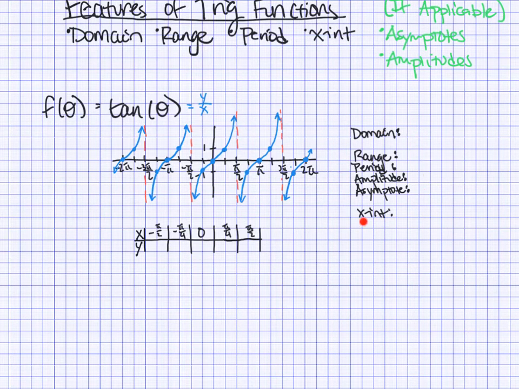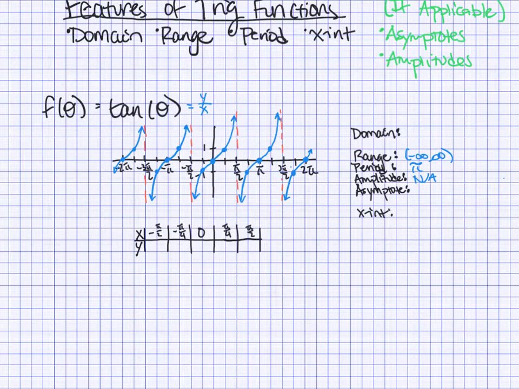So if we come back and take a look over here at our features, our period, we already mentioned, was pi. I've said previously that for our amplitude, there is no amplitude. There may be a vertical stretch or shrink, but the actual vocabulary word of amplitude we're only going to be using for sine or cosine. So it's going to be NA. And for our range, we've got arrows going up and down forever and ever, so that's just going to be negative infinity to positive infinity. So now we have 3 features left: our domain, our asymptote, and our x-intercepts.